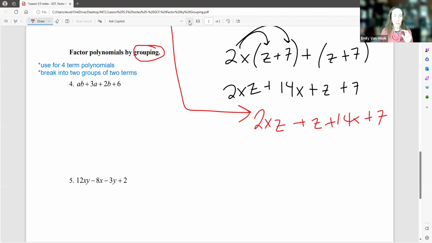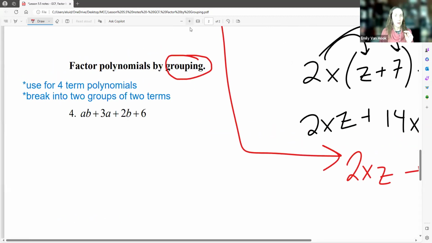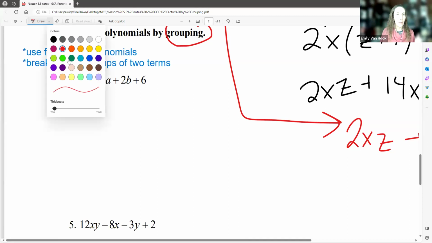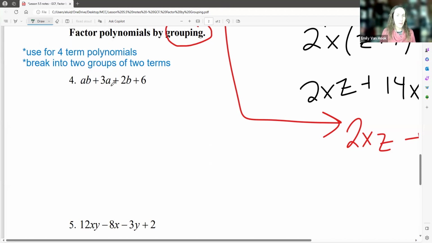Okay, so I'm going to zoom in just so we can have a little bit more focus on number 4 right now. Okay, so here's number 4. It's AB plus 3A plus 2B plus 6. So please notice the 4 terms do not have a GCF. They don't have anything in common with all 4, but if we start breaking up the terms into our groups, then we will be able to factor after that. Okay, so my first group would be AB plus 3A. My second group would be 2B plus 6. So now let's factor the GCF from each group.